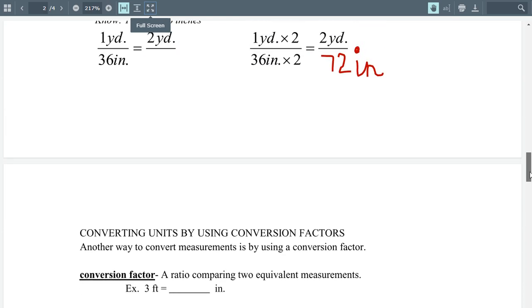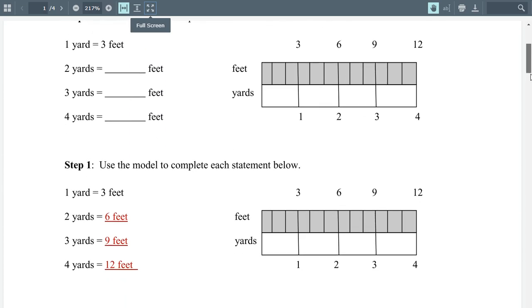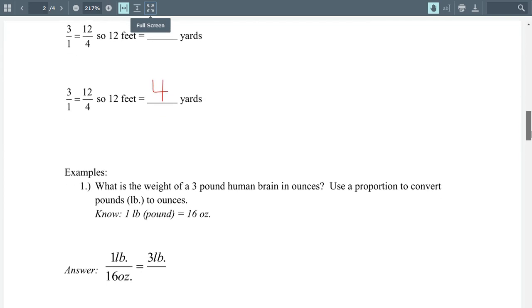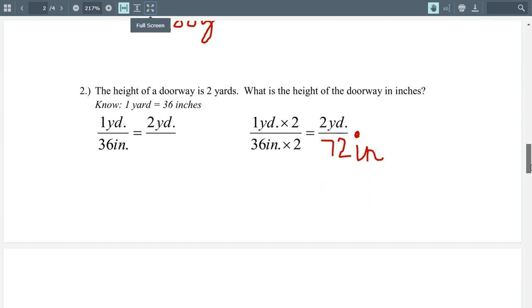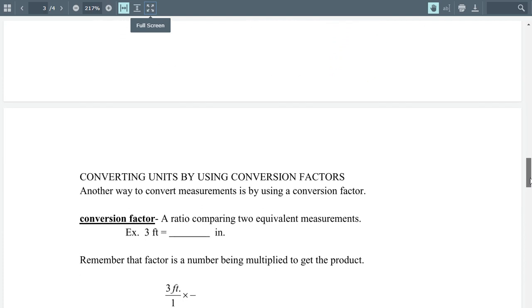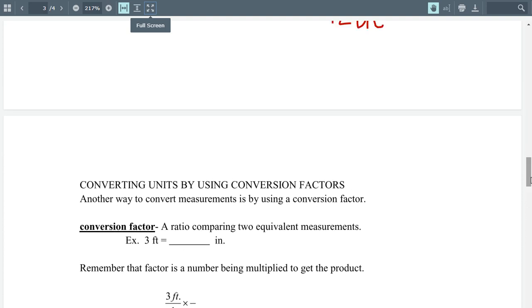So the different ways to convert measurements: one is to model, and the second way is to set up a proportion. So here's the third way. The third way is to convert units by using a conversion factor. Now, conversion factor is a new vocabulary word. It's a ratio comparing two equivalent measurements.